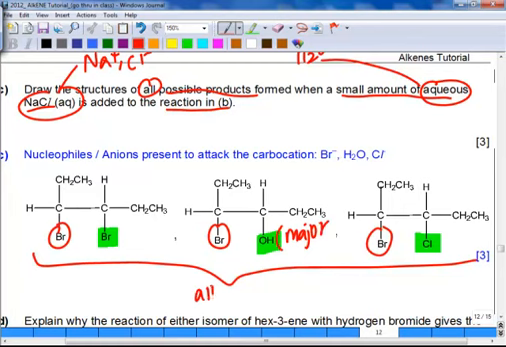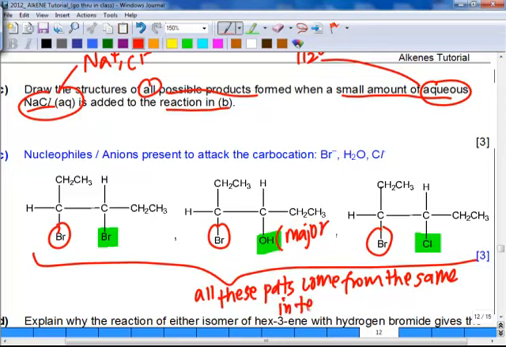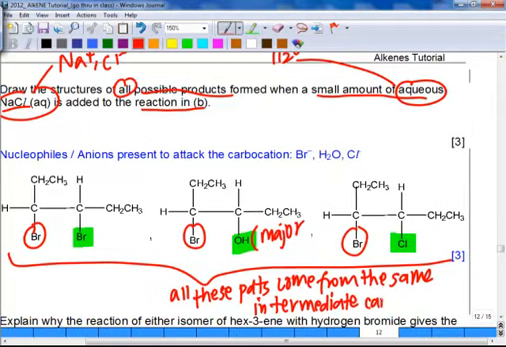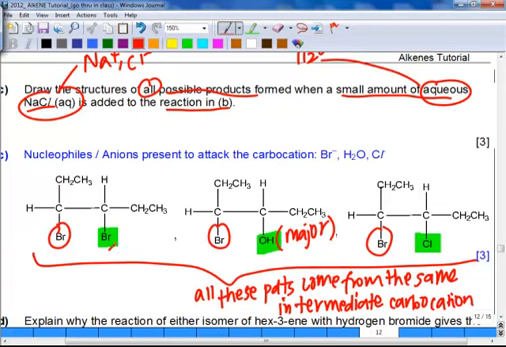And take note, all these products come from the same intermediate carbocation. Okay? And then the rest with the Br and the Cl will be minor products. Okay, they will be minor products. They come from the same intermediate because the first step will always happen first no matter what.